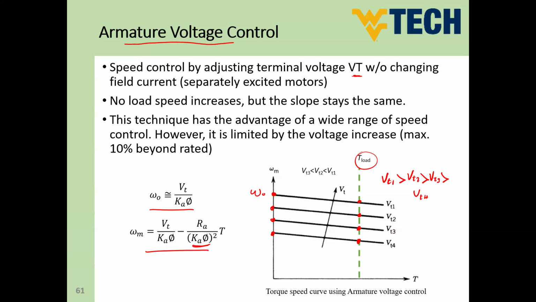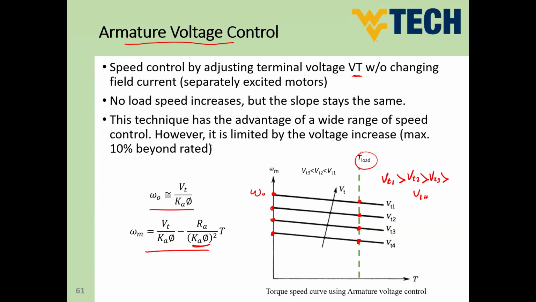Okay, so now we have some limitation. If you don't have field control resistance or rheostat, and you use voltage control, you cannot use it with a shunt motor. It has to be a separately excited motor. So this can be considered as one of the limitations. No load speed increases, but the slope stays the same. Okay, almost the same, guys.